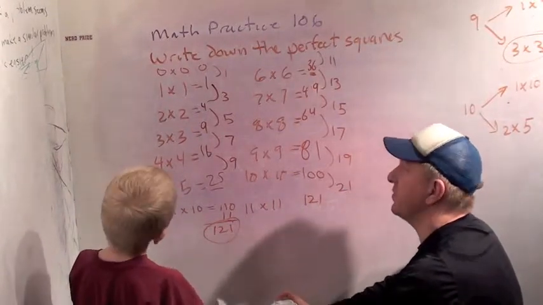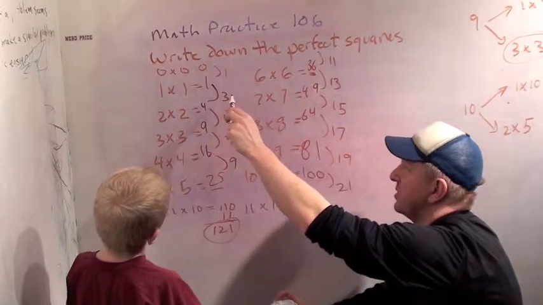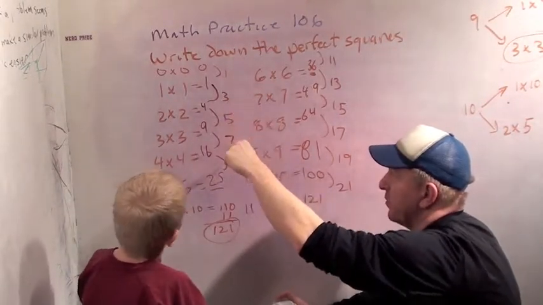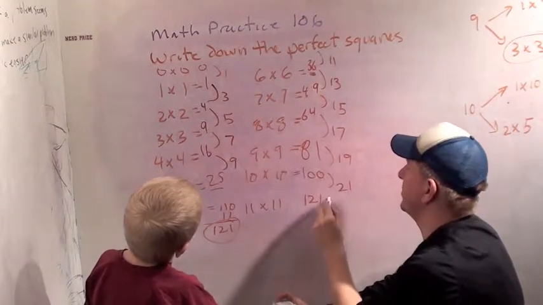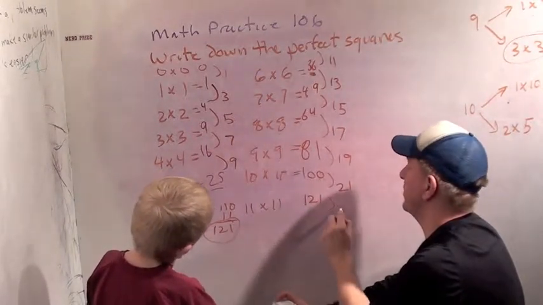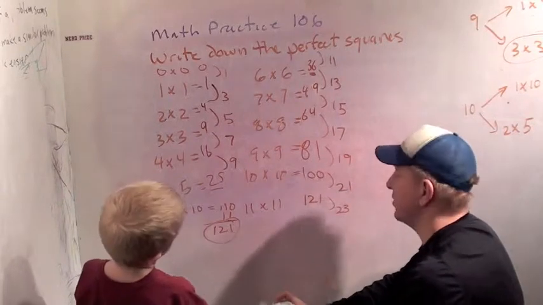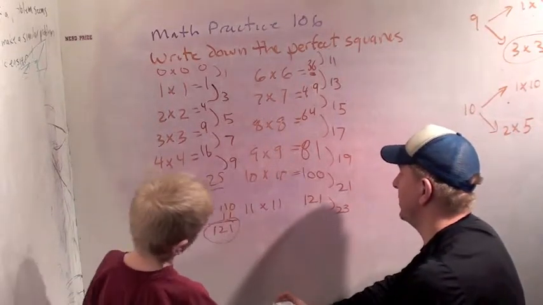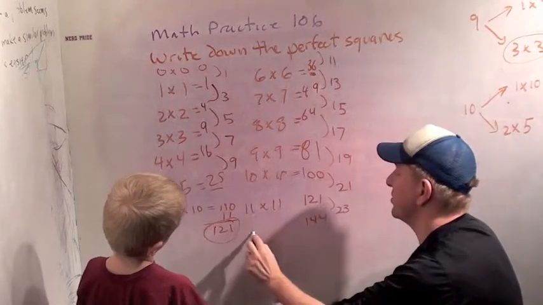So the difference between the perfect squares is always an odd number, and it's always one higher than the previous odd number. So the next perfect square after 121, we would just add 23. What's 121 plus 23? 144, so that would be 12 times 12.